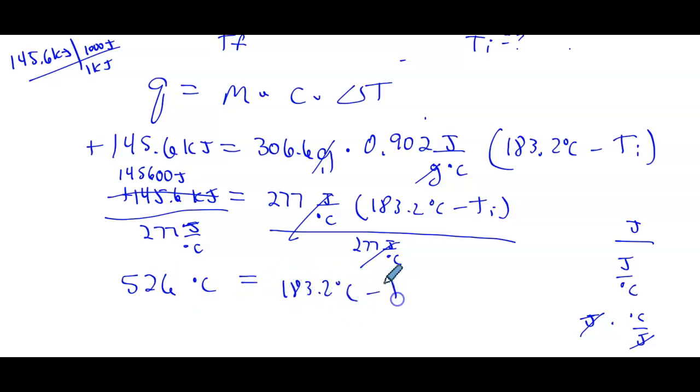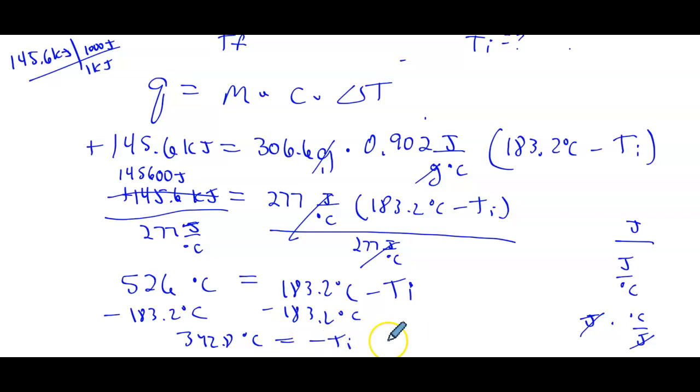183.2 degrees Celsius minus T sub I. So now we're going to subtract 183.2 degrees Celsius from both sides. And we can do this because we have the same unit. So 526. Now if you're not rounding off your calculator, you'll be slightly different than me. And I'm going to get a positive. Over on this side, I'll get 342.8 degrees Celsius. I'm not doing a very good job with sig figs there, but that's okay.